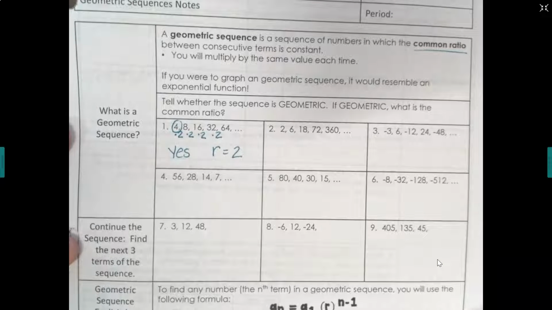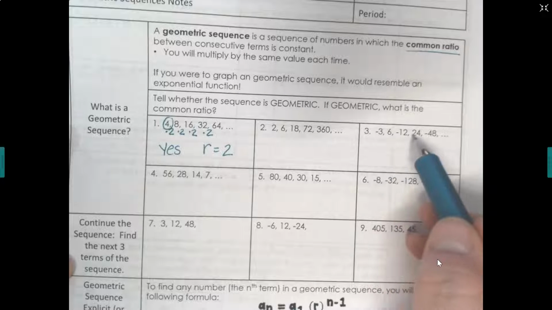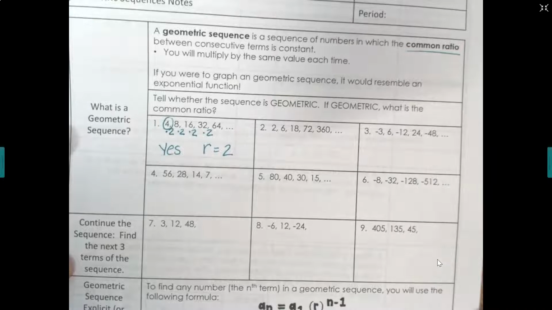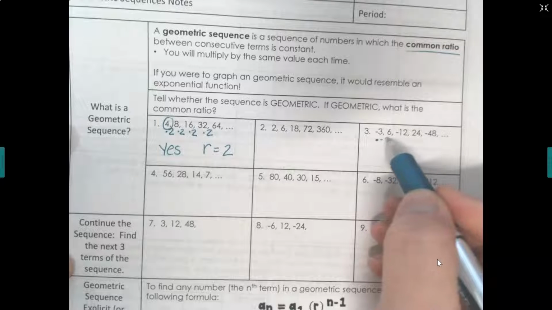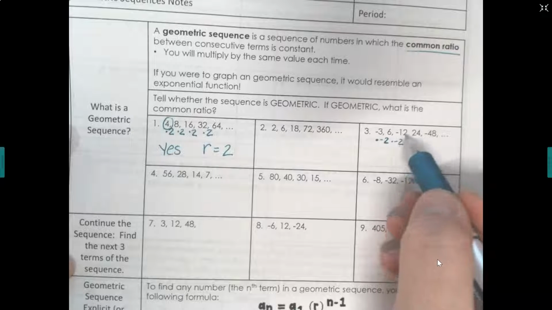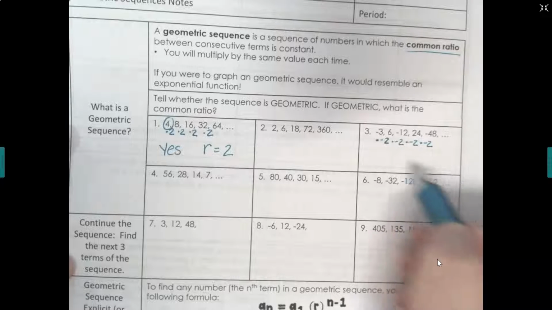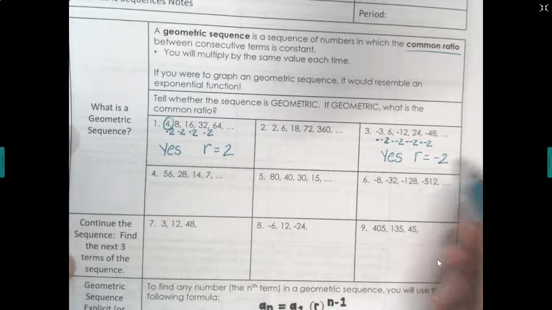Okay, so let's try this again. Let's skip over to number 3. Now, notice these alternating signs. Negative, positive, negative, positive, negative, positive. That means whatever you're multiplying by is negative. So let's take a look. To get from negative 3 to positive 6, if you multiply by a negative 2, that would work. Try it again. 6 times negative 2 is negative 12. Negative 12 times negative 2 is positive 24. And positive 24 times negative 2 is negative 48. So this is a geometric sequence, and it has a common ratio of negative 2.